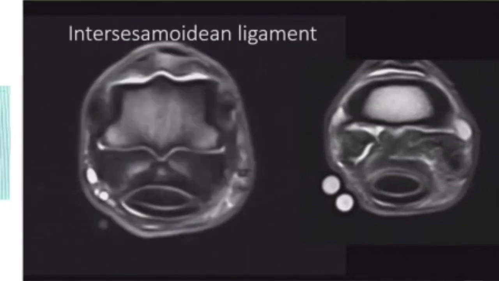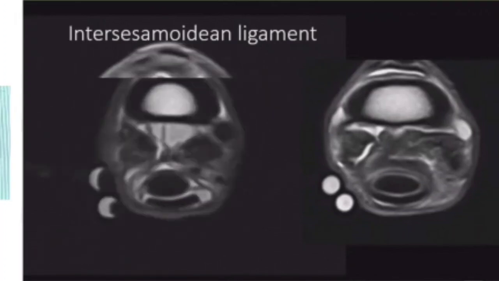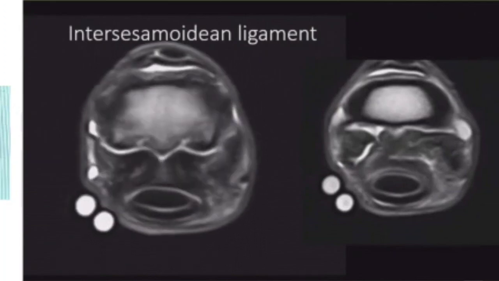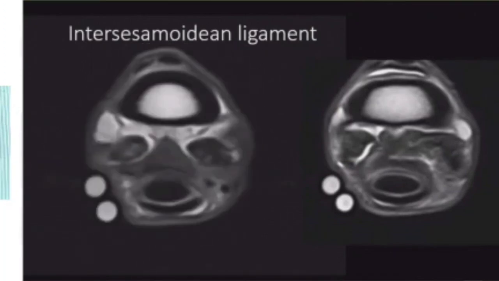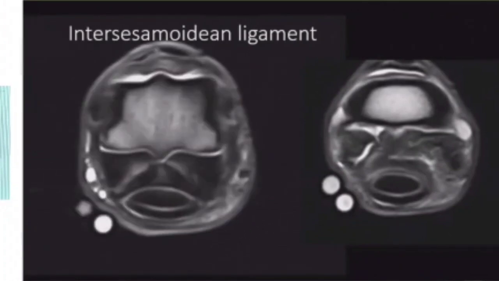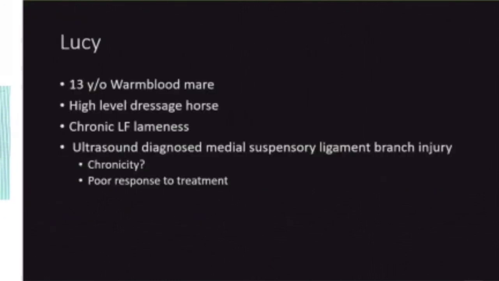So when you're doing your suspensory branches, it's very easy to get just focused on the suspensory branches and forget about its neighbors. But the intersesamoidean ligament goes above and below the sesamoids, and it can tear above and below that area as well. Okay, so now moving on to the suspensory ligament branches.